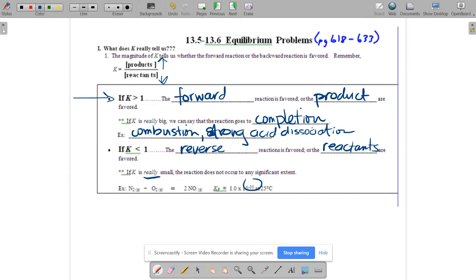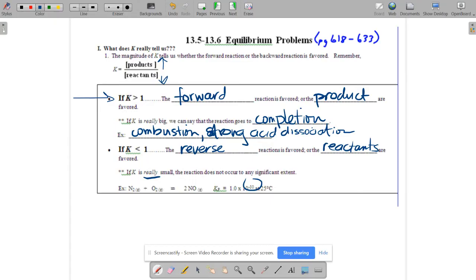reverse reaction that happens. Examples of things that this happens to are things like combustion. We don't reverse combustion reactions. Strong acid dissociation. So when an acid breaks apart in solution, it will break into H plus and Cl minus, or Br minus or whatever, and that doesn't reverse back.